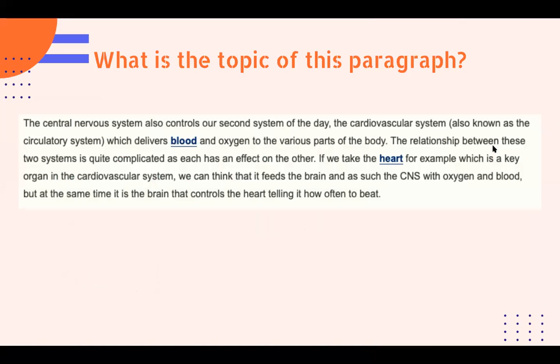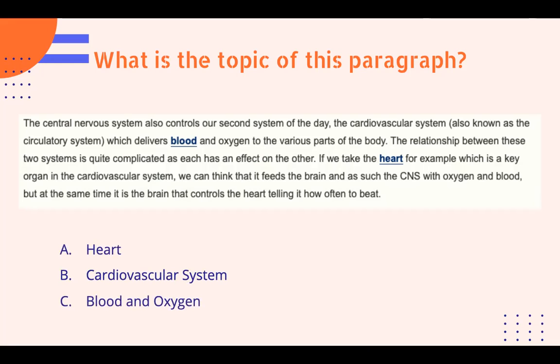Okay, so we're gonna look at this paragraph right here, and we're gonna look at what is the topic. So the question is, what is the topic of this paragraph? And it says, well, it's talking about the central system, also controls our system of the second day, the cardiovascular system, which delivers blood and oxygen to the various parts of the body. The relationship between these two systems is quite complicated as each has an effect on the other. If we take the heart, for example, which is a key organ in the cardiovascular system, we can think that it feeds the brain and as such the CNS with oxygen and blood, but at the same time the brain controls the heart, telling it how often to beat. So what do you guys think is the topic of this paragraph?